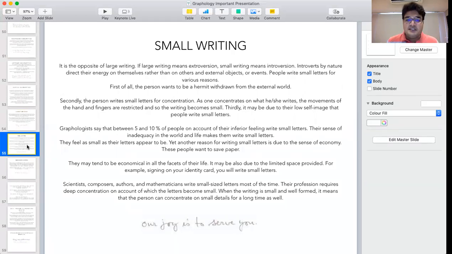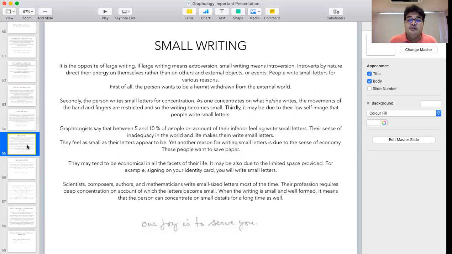First of all, this particular person wants to be a hermit, withdrawn from the external world, someone who would just like to be by himself or herself, and does not want to interact too much. Secondly, the person writes small letters for concentration. As one concentrates, as one focuses on the minute details, writing becomes smaller. As one concentrates on what he or she writes, the movements of the hand and fingers are restricted. So the writing becomes very, very small.